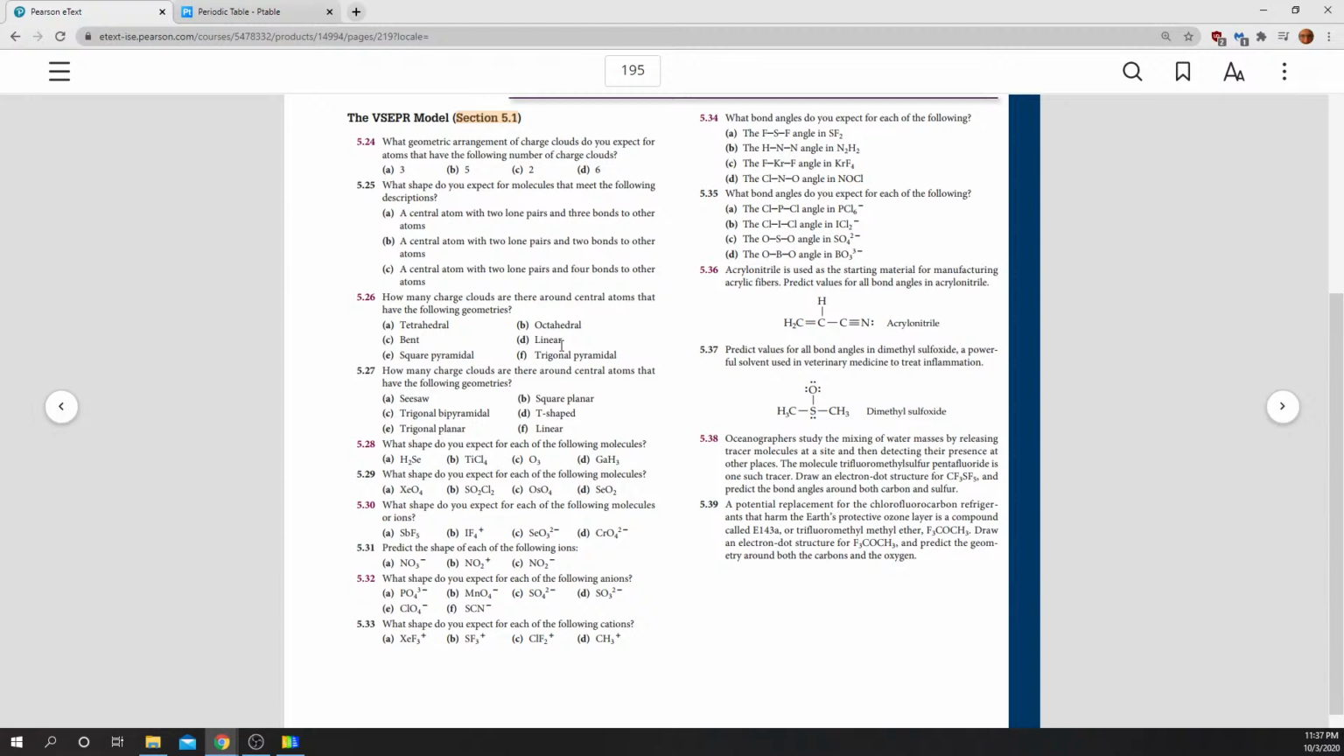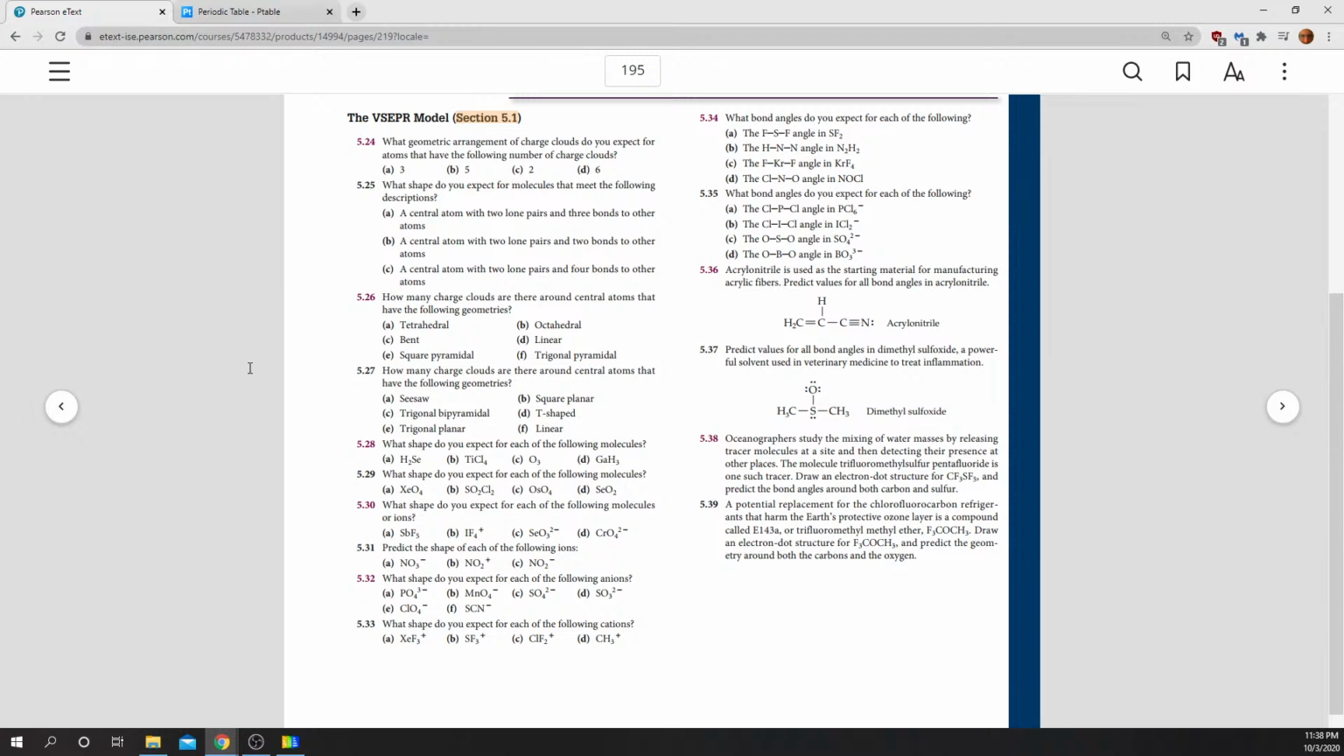Linear, again, there's a number of possibilities there. It could be straightforwardly linear with just 2 charge clouds or electron domains. It could be trigonal bipyramidal, 5 domains and 3 lone pairs, or it could be octahedral, 6 domains with 4 lone pairs. Square pyramidal is just going to have 6 electron domains, 6 charge clouds. And trigonal pyramidal is going to be 4 domains, 4 charge clouds. Each of those has 1 lone pair.